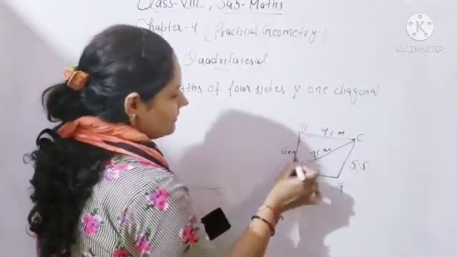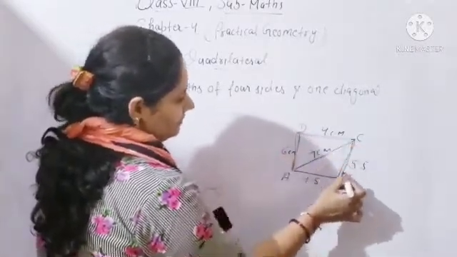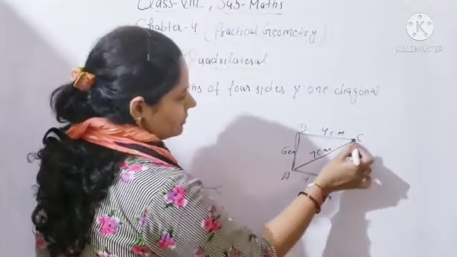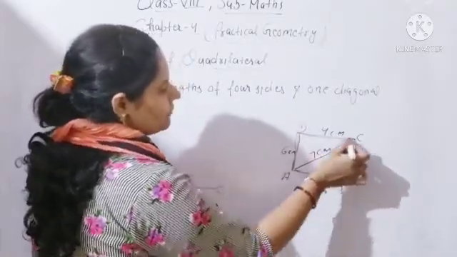Before the diagonal, you can see, beta, this one triangle is given, and downwards also one triangle is given. So what will you do?